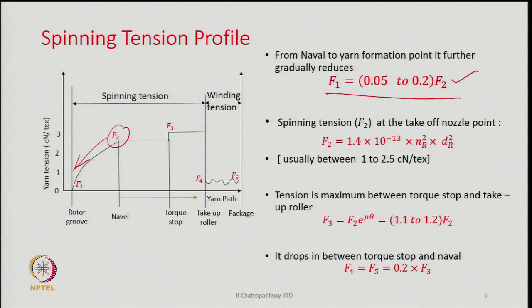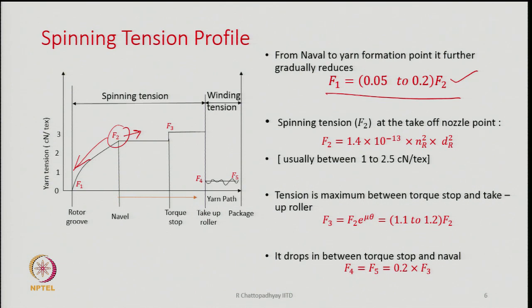And it becomes this spinning tension at the takeoff nozzle point. That means it is here in this zone. Takeoff nozzle is basically the navel or trumpet. In different books or research papers, you may find it written sometimes as trumpet, sometimes navel, sometimes takeoff nozzle, but all mean basically the same element, which is placed at the center of the rotor, and the yarn takes a bend and then moves out from this takeoff nozzle, or trumpet, or navel, whatever we say.